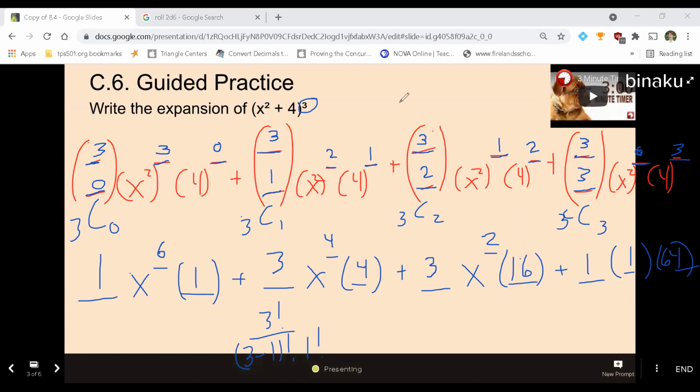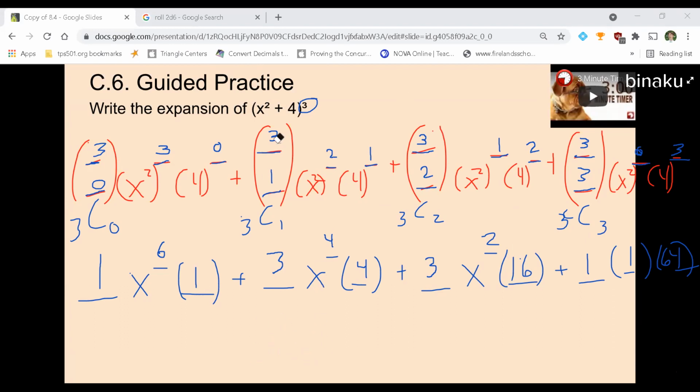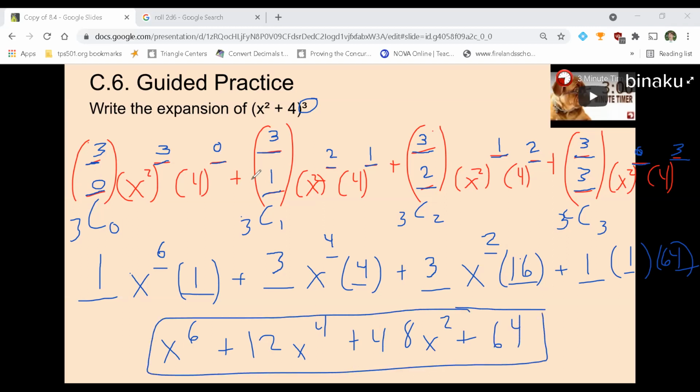Okay, and then we're just going to simplify this. The old simplification here. This just becomes x to the 6th plus 12x to the 4th plus 48x squared plus 64. Done. x to the 4th, because it's x squared squared. x squared to the 2nd power. Oh, I actually didn't do that. I forgot to do that. Whatever.